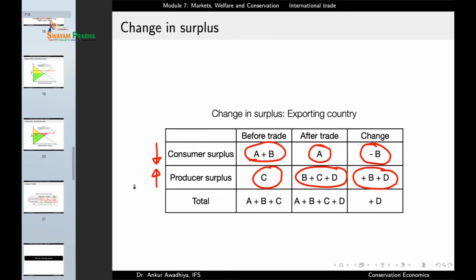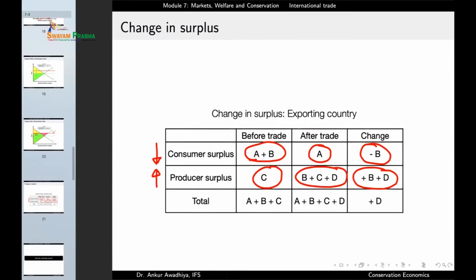Now, the producer surplus, as we have seen before, is the difference between the price that the producer will get and their cost of producing that particular good. The cost of manufacturing will not change because of the international trade, but the price that the producers get will increase. With the increase in price, their total profits will increase, which means that their surplus will increase. And the increase in the surplus is given by plus B plus D. So there is an increase. So the consumer surplus reduces, the producer surplus increases.